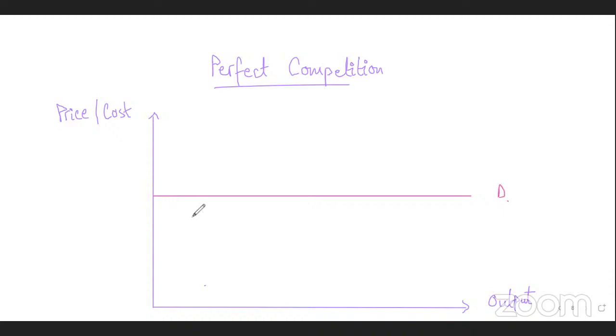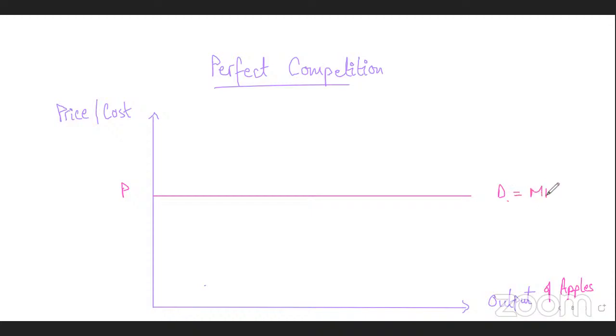So this is your demand curve, which shows you how much is the price of each kg of a certain product, let's say apples. So you can say this is the output of apples, and this is your demand curve, which shows you the price on the y-axis, the price per kg of apples. This is your demand curve, which also shows you your marginal revenue.